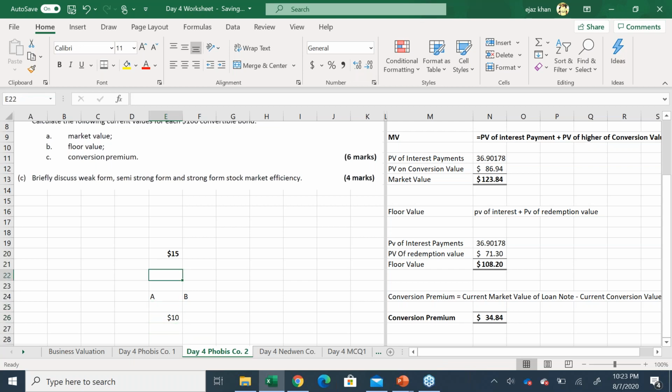But this is what we assume in the weak form efficiency. So in the weak form efficiency, any person having access to that publicly available information will gain from this information. No, this is not practical. If you can read the newspaper, anybody else can read the newspaper.